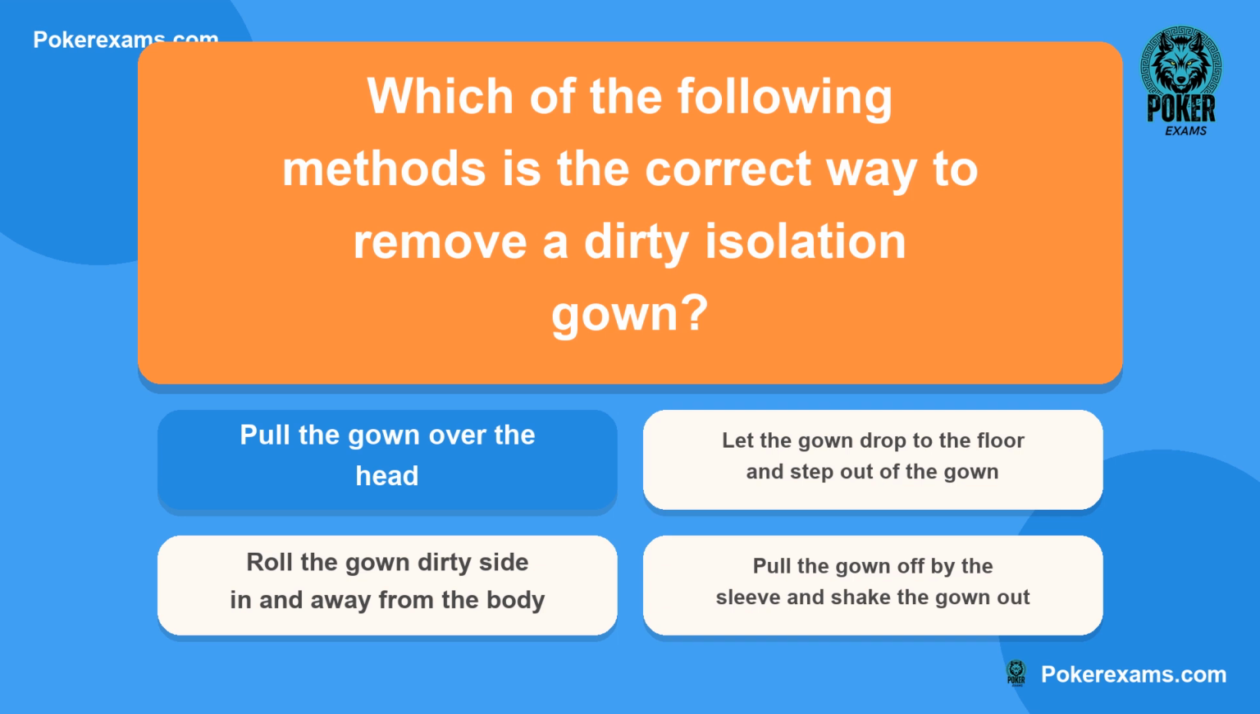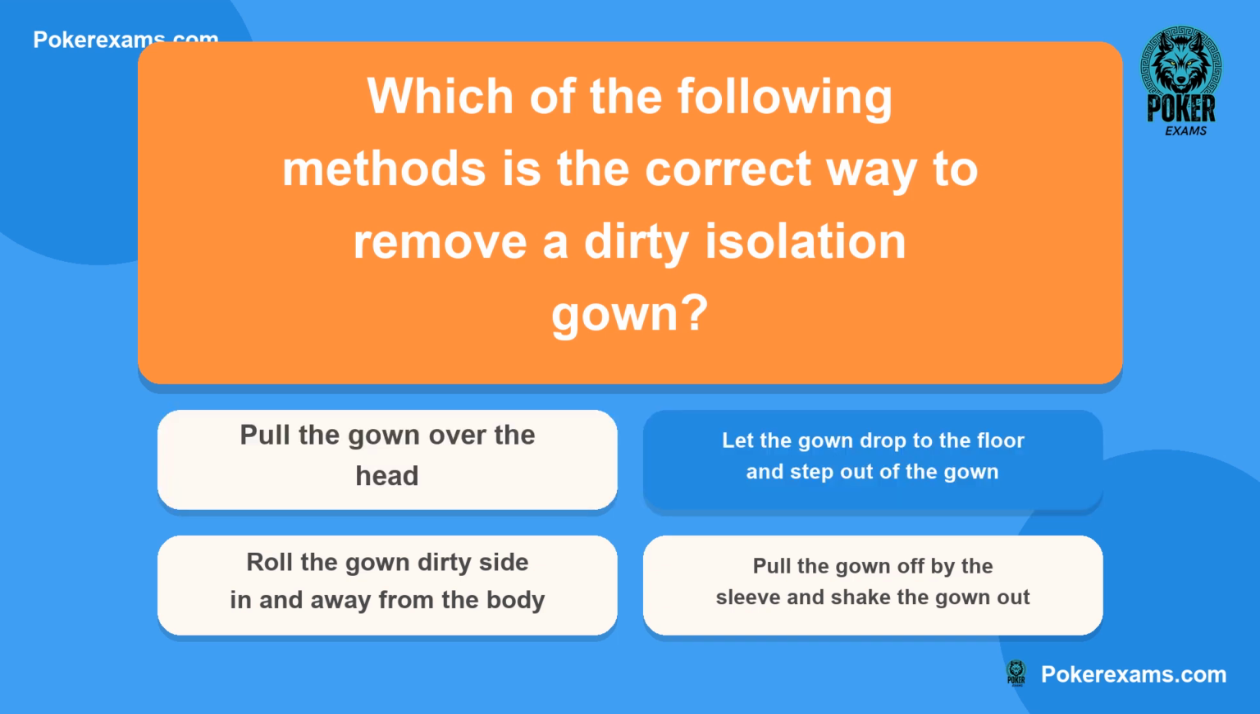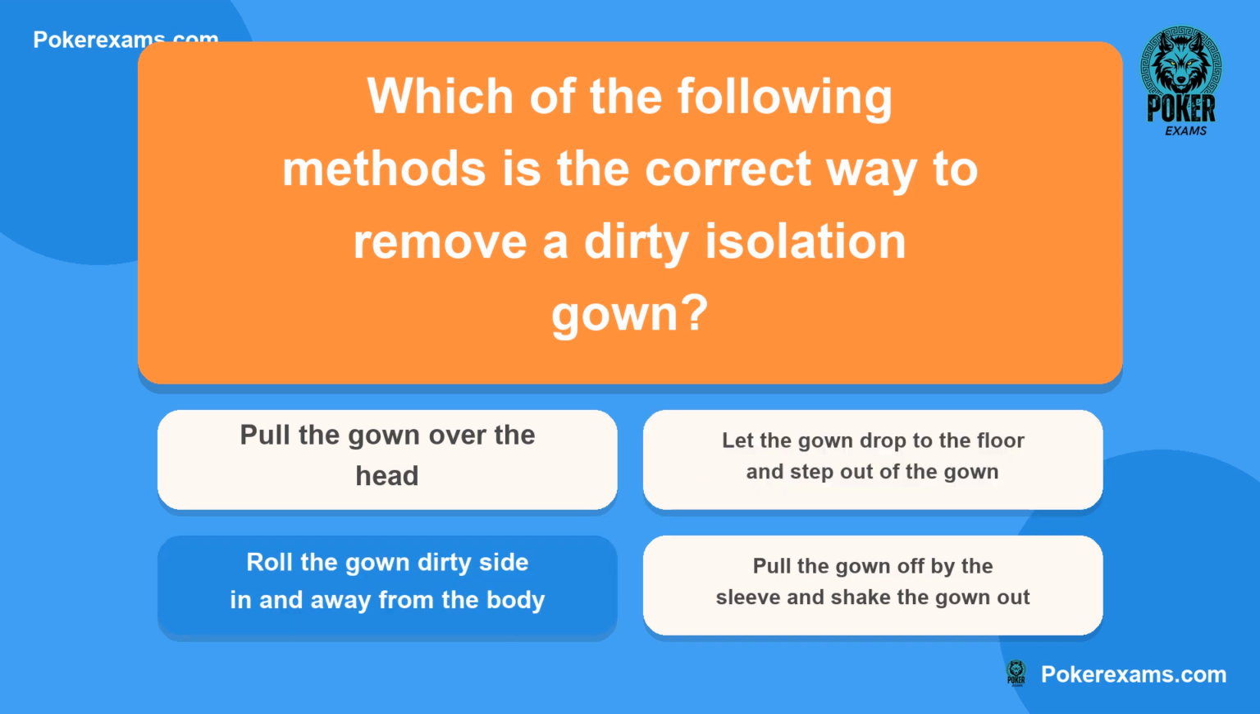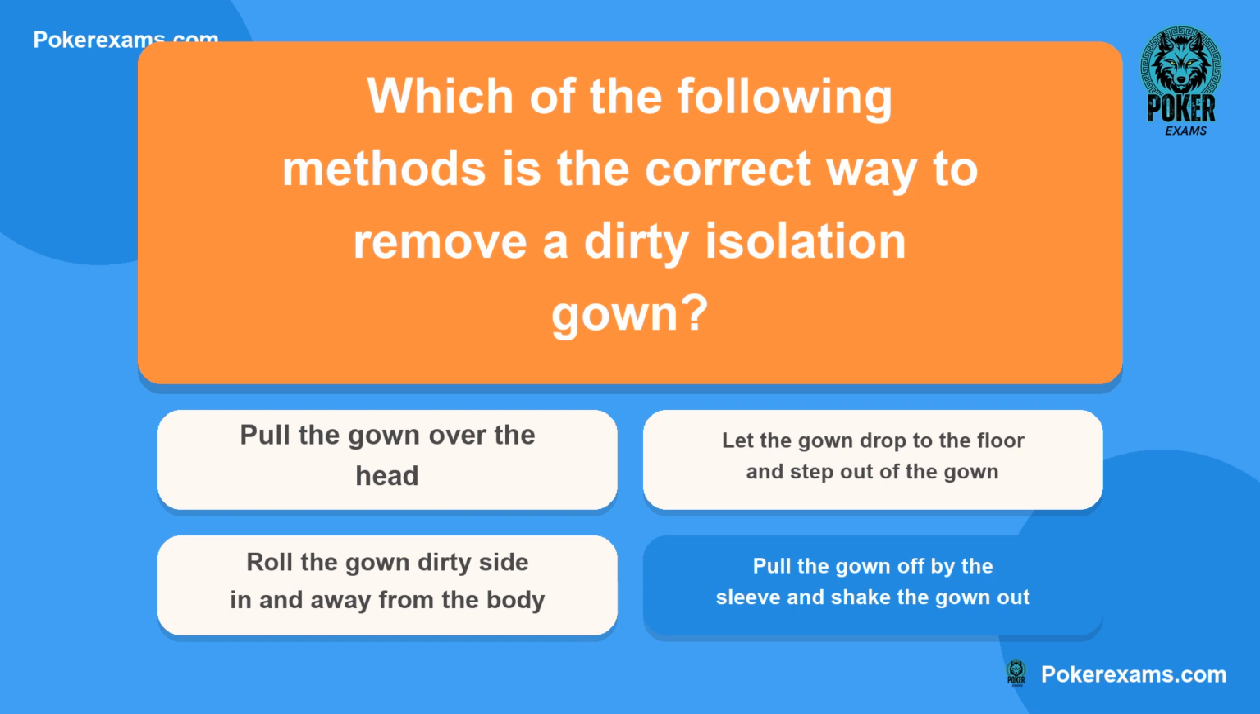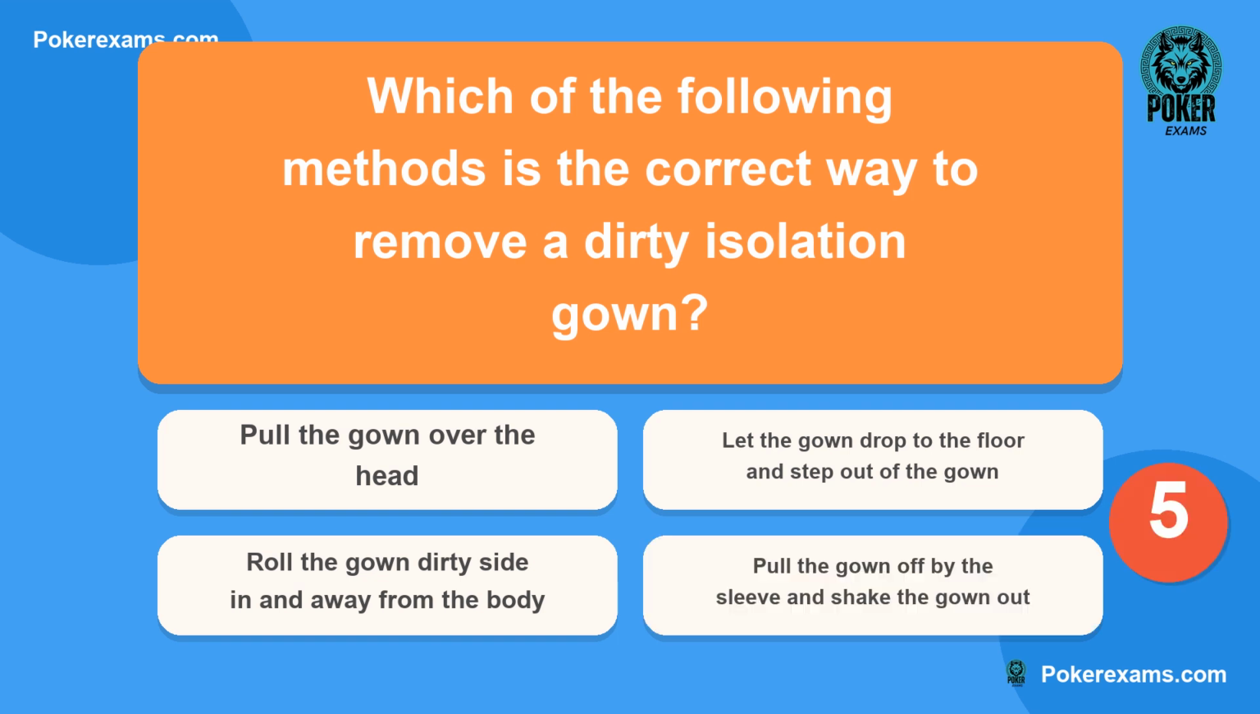Is it A, pull the gown over the head? Or B, let the gown drop to the floor and step out of the gown? Could it be C, roll the gown dirty side in and away from the body? Or lastly D, pull the gown off by the sleeve and shake the gown out?